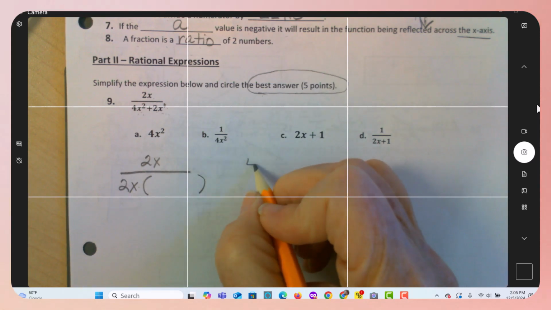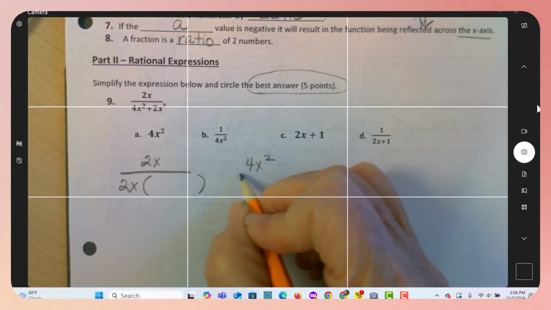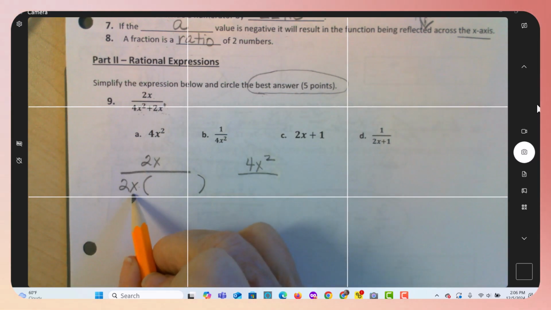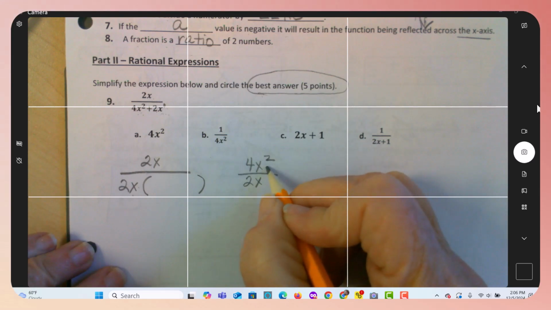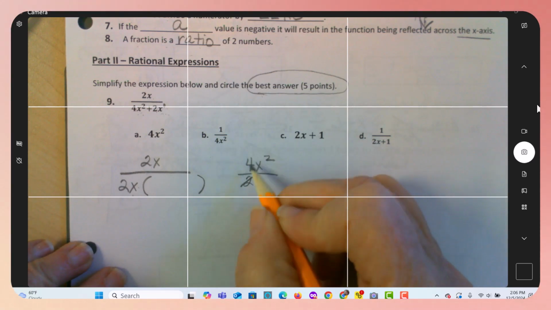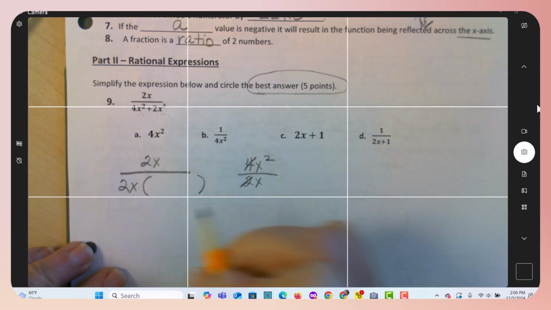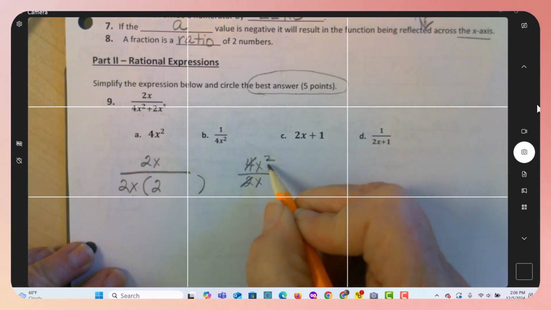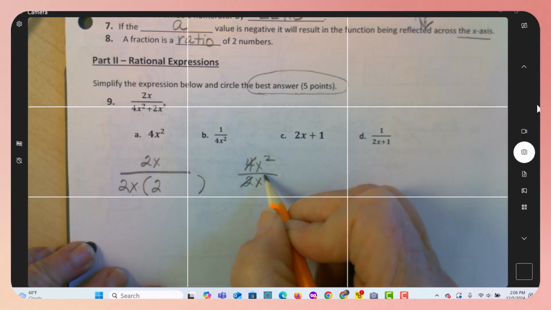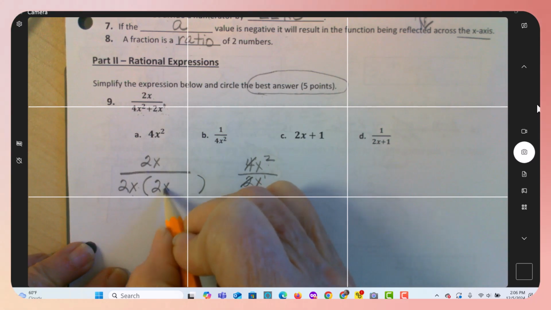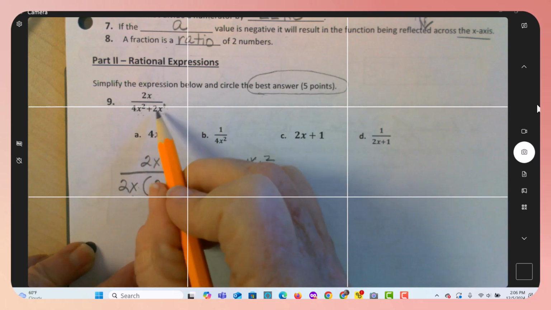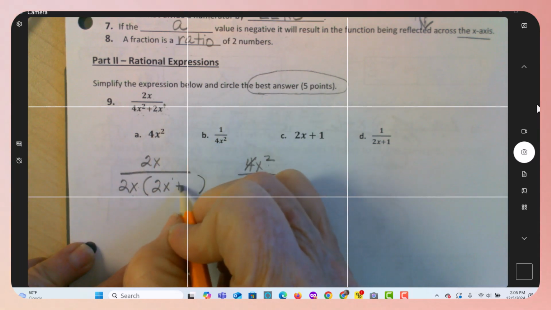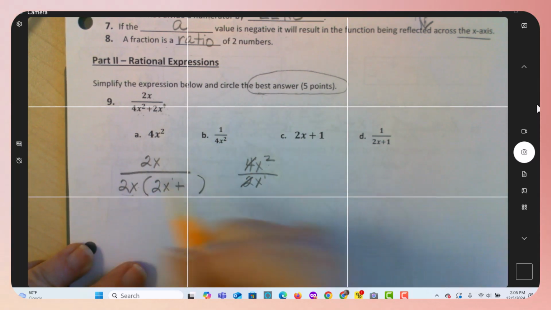So the first one is 4x squared, and remember we factored out a 2x, so we're dividing a 2x into that first term. So 4 divided by 2 is 2, and then x squared divided by x to the first power is x to the first power, or 2 minus 1 is 1. Now we're going to move to that second term, and again we're dividing out a 2x.